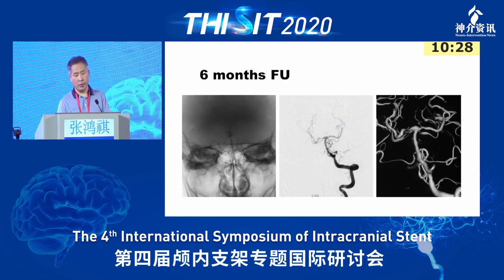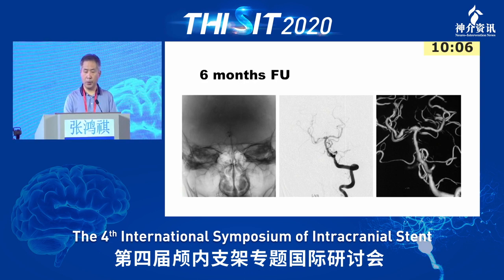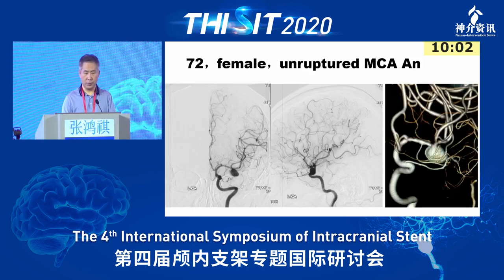Six months follow-up. WEB covered the neck of the aneurysms well. Well, in the long-term follow-up, there is no recurrence, because, like I said, the material is very flexible. Well, as we can see, it looks like the neck of the aneurysms... actually, this is the remodeling of the wall of the aneurysms.